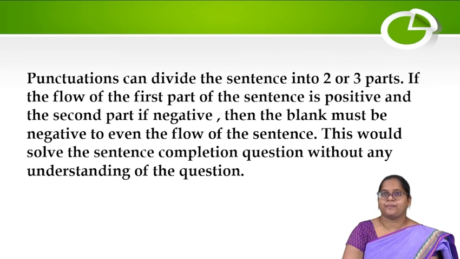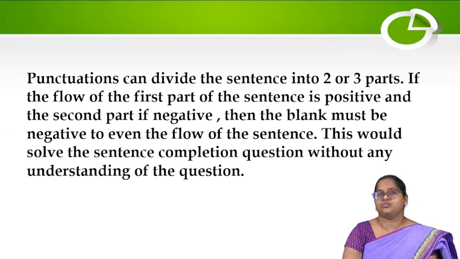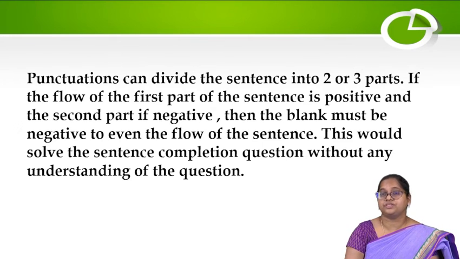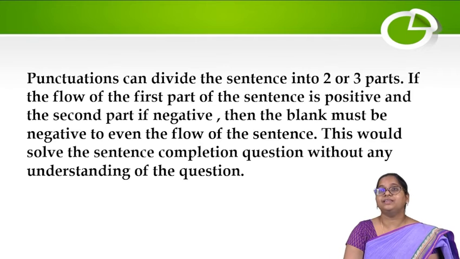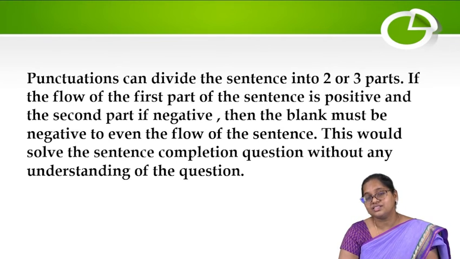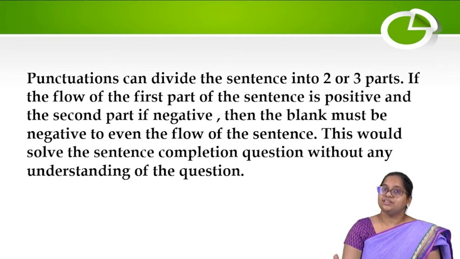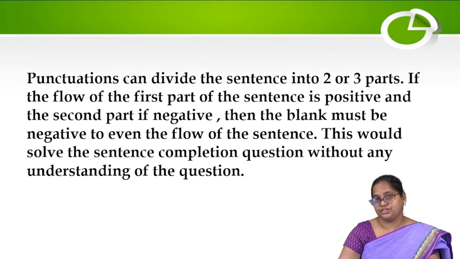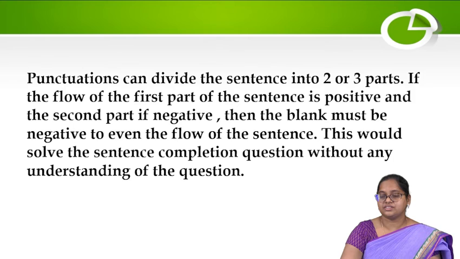Look at some indicators. Sometimes punctuation will give you many clues. Punctuation can divide the sentence into two or three parts. If the flow of the first part of the sentence is positive, then the second part is very negative. You have to understand the punctuation. That will give a very good clue. Then the blank must be negative to follow the sentence. If you understand the contrast indicator, then you can feel the following word will be a negative contrasting word, even without understanding the question.